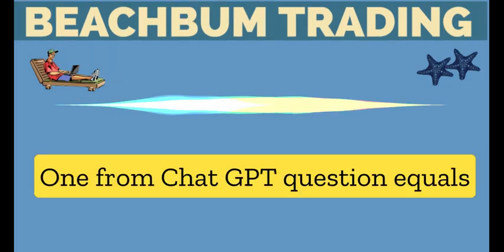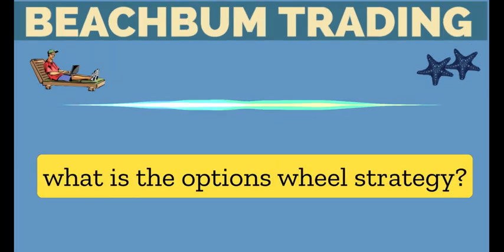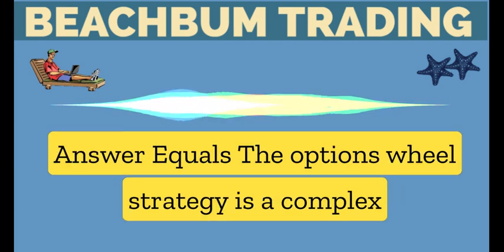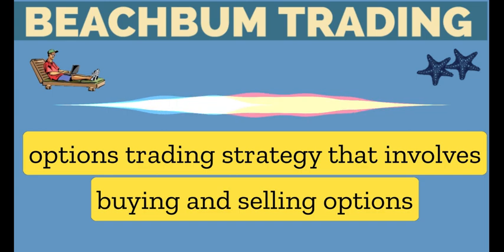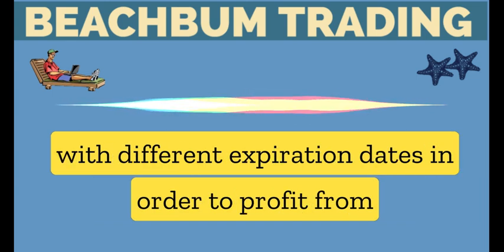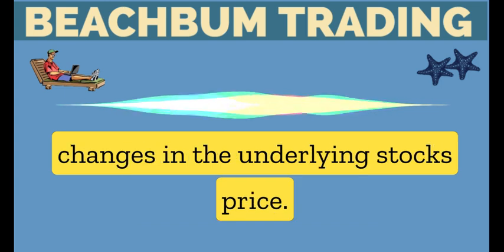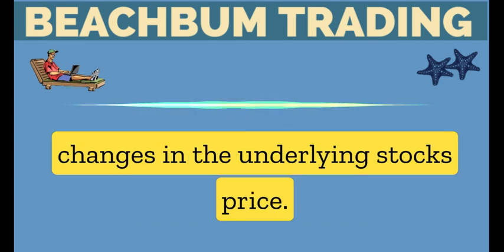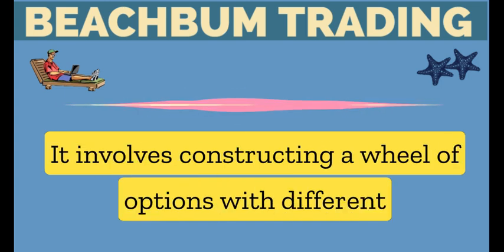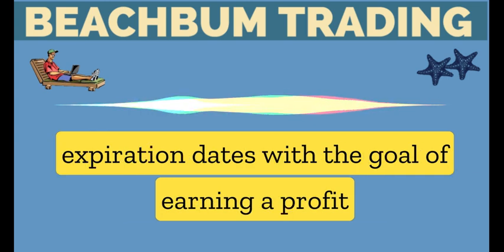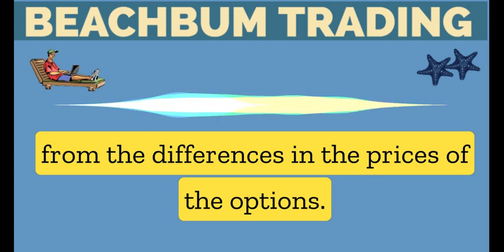O1 from ChatGPT. Question: what is the options wheel strategy? Answer: the options wheel strategy is a complex options trading strategy that involves buying and selling options with different expiration dates in order to profit from changes in the underlying stock's price. It involves constructing a wheel of options with different expiration dates, with the goal of earning a profit from the differences in the prices of the options.